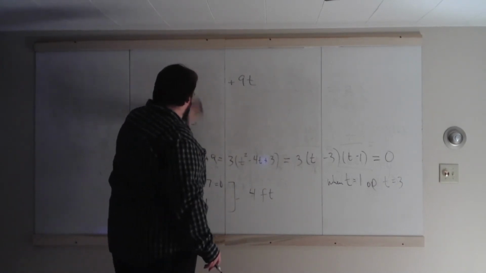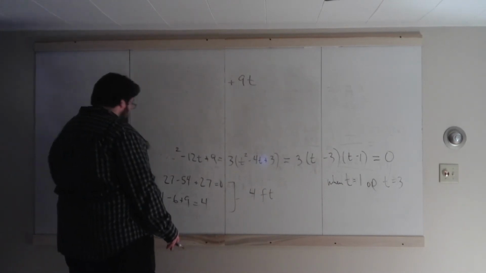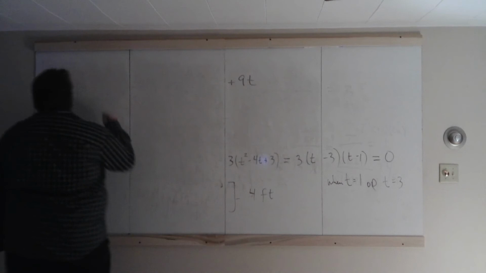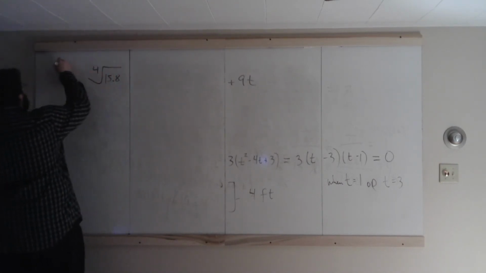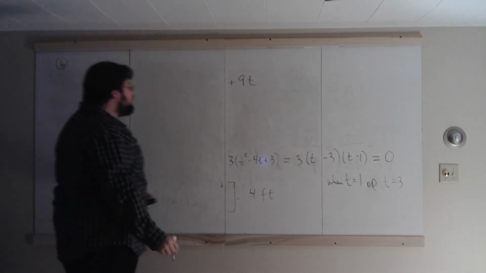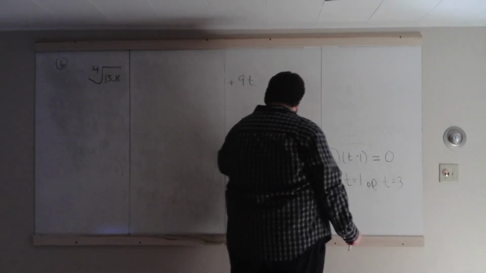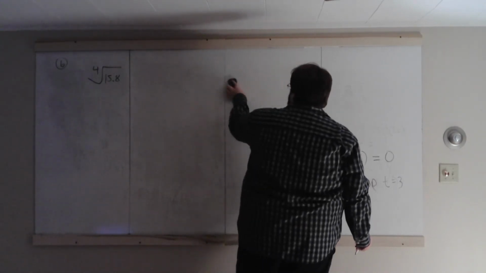Using a linear approximation, find a reasonable approximation for the fourth root of 15.8. Okay? The fourth root of 15.8. Well, the first observation is we know the fourth root of 16 is 2. So let's find the linear approximation near 16.